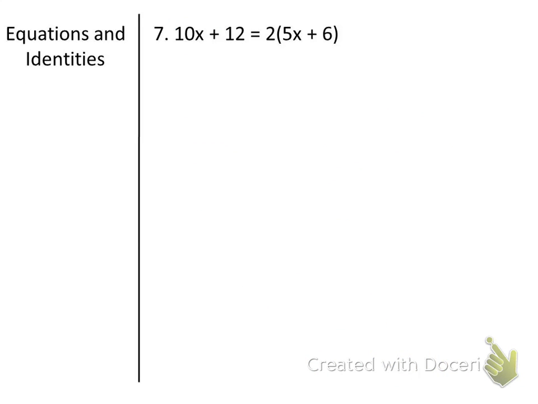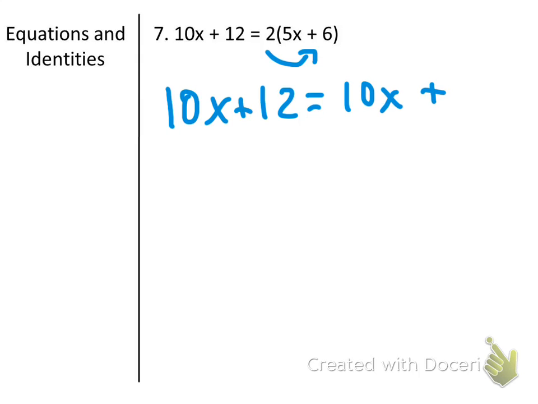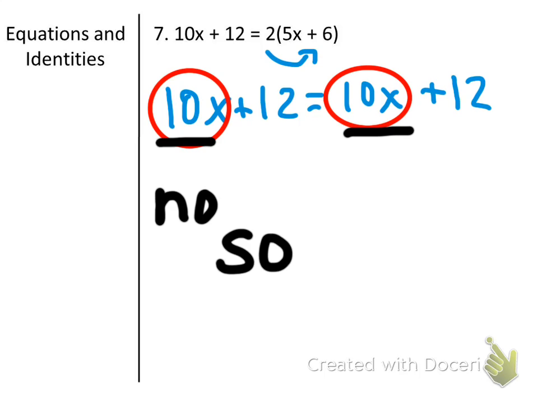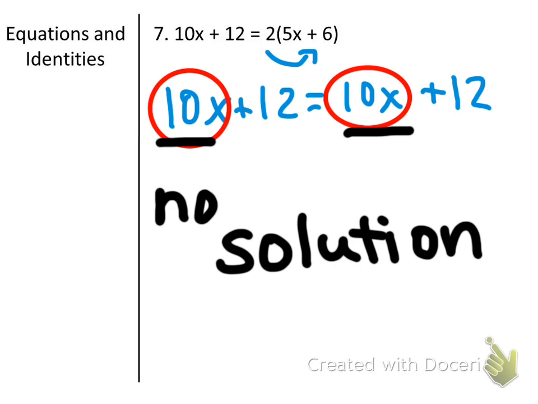Okay, this is the last problem in our notes, equations and identities. So we only have one side that needs to be distributed, so I'm going to bring down my other side and distribute the 2 to the 5x. So 2 times 5x is 10x. 2 times 6 is 12. Now I'm going to look and see where my common like terms are. So I have 2 like terms and they equal the same. Well, looking at this, I can know that I don't have to go any further. If my like terms are the same, then I know that this is no solution. No solution.